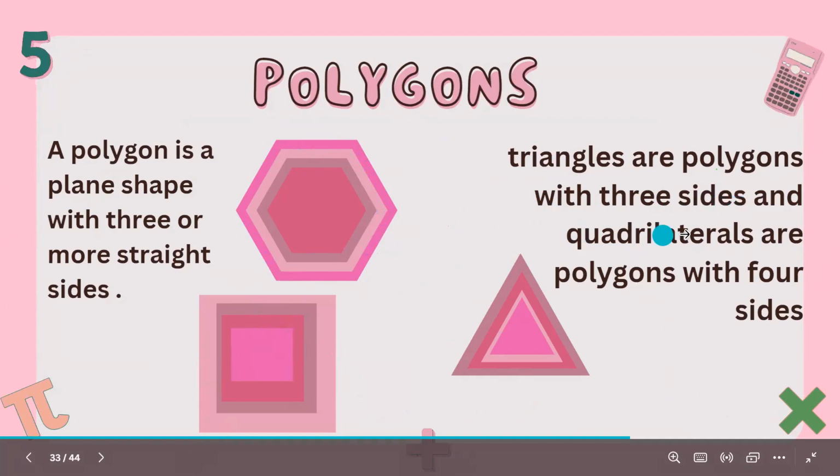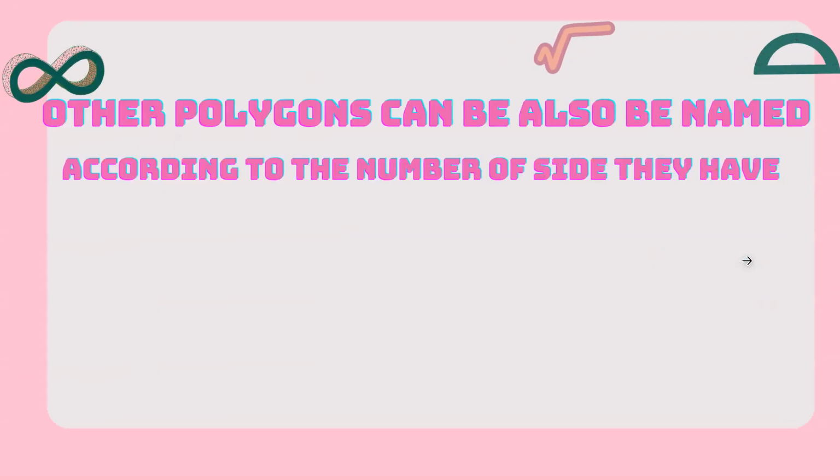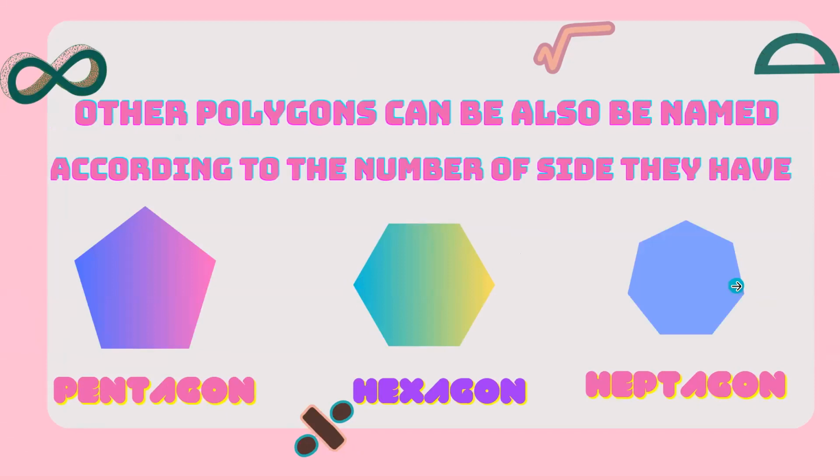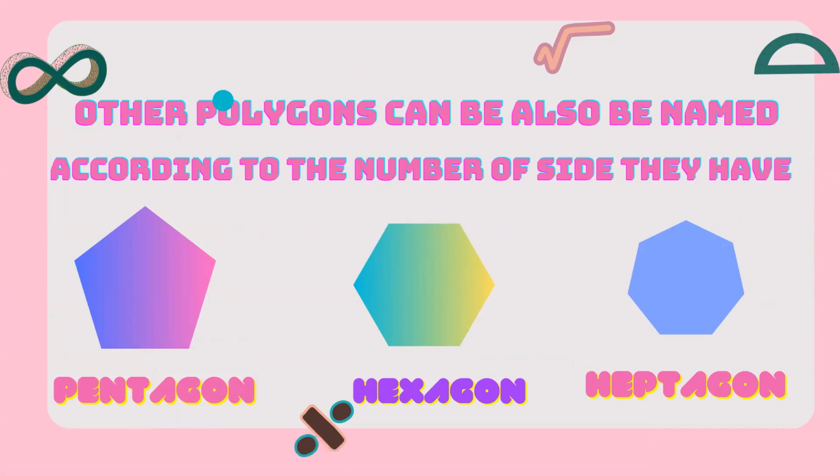Triangles are polygons with 3 sides, and quadrilaterals are polygons with 4 sides. Other polygons are named according to the number of sides they have. For example, a pentagon has 5 sides: 1, 2, 3, 4, 5.